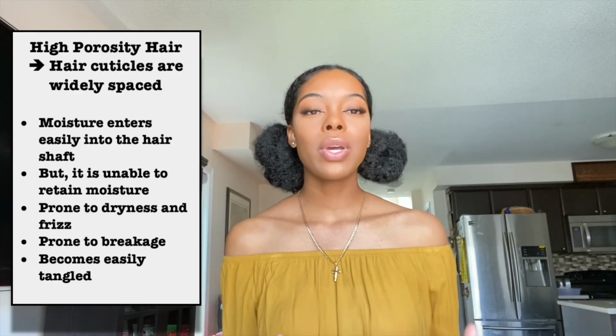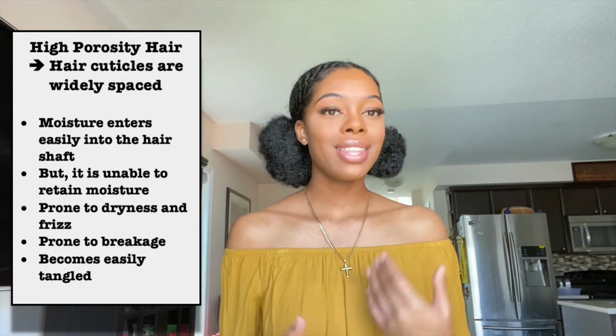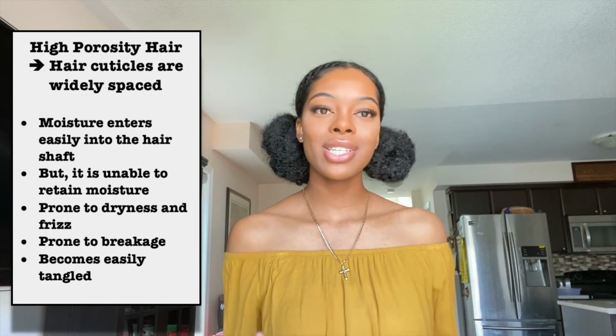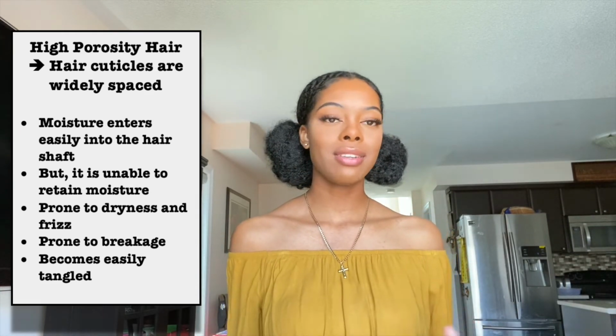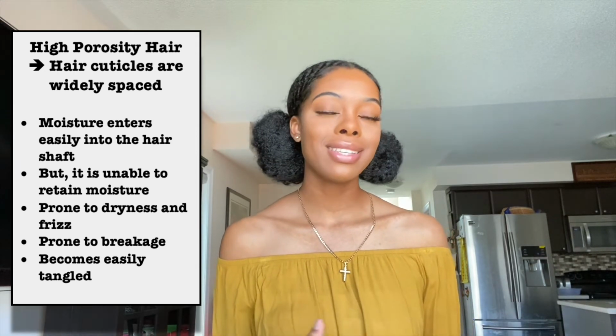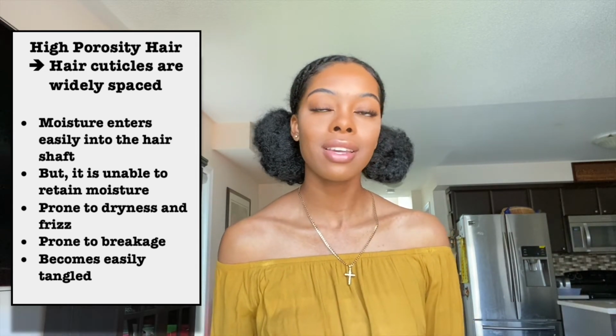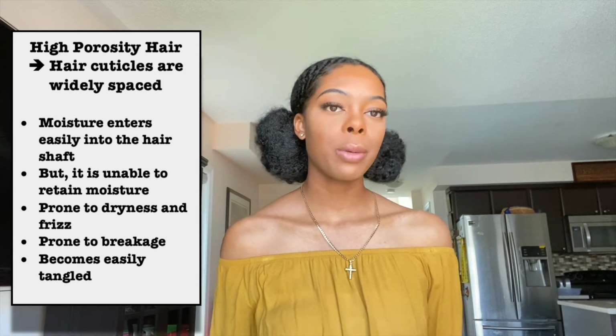So next we have high porosity hair. This is when the cuticles are widely spaced. This allows moisture to enter easily into the hair shaft, but it is unable to retain that moisture that enters in. This type of hair is very prone to dryness. It can become tangled very easily, frizzy, as well as it's very prone to breakage.